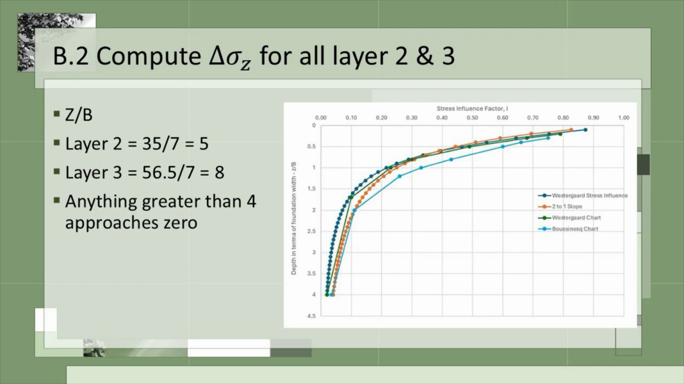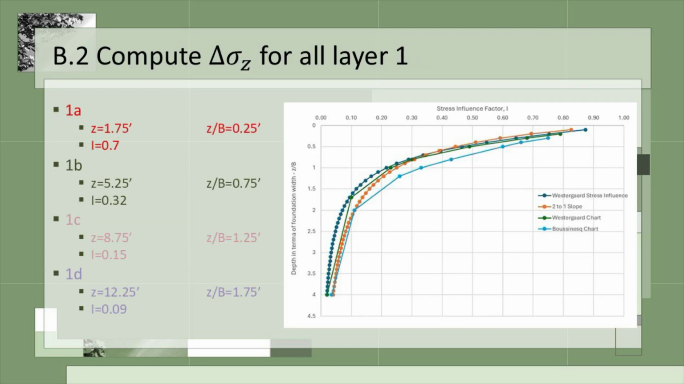To determine the vertical stress increase in layers 2 and 3 caused by the footing loads, I evaluated the stress distribution using the Westergaard influence area chart. For both layer 2 and 3, the calculated Z/B ratios exceeded 4, which indicates that the stress increase from the footing dissipates significantly with depth. At these ratios, the additional stress contribution from the footing becomes negligible. As a result, layers 2 and 3 do not experience meaningful additional settlement from the footing load, and only layer 1 contributes to settlement due to the footing.